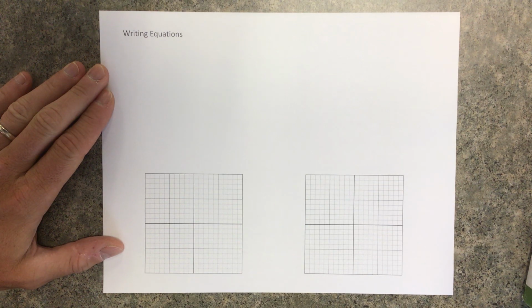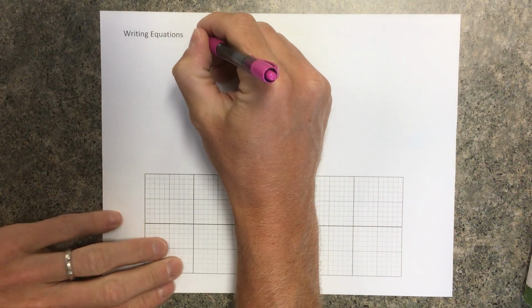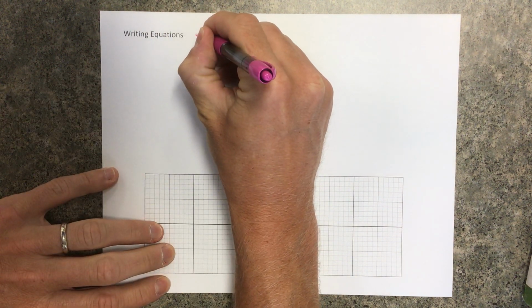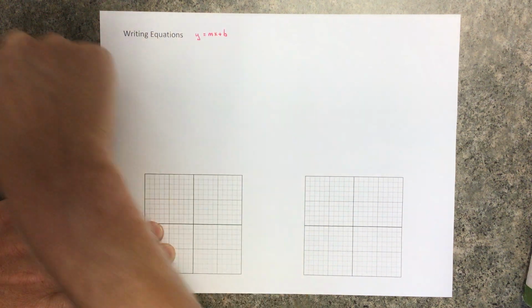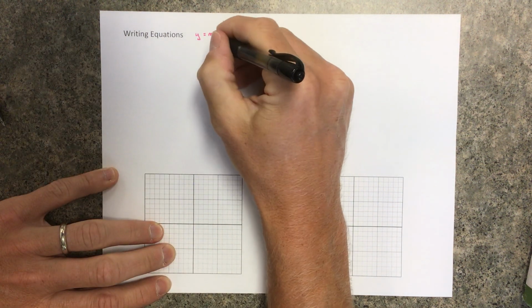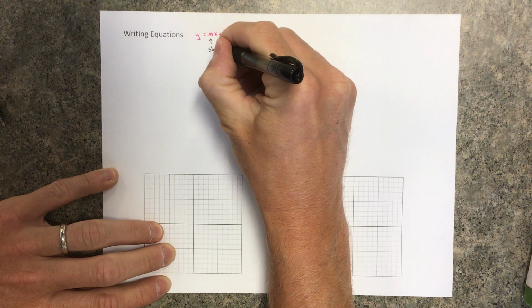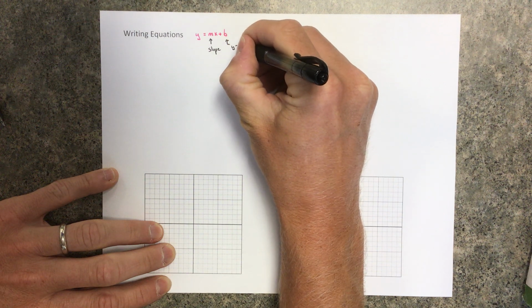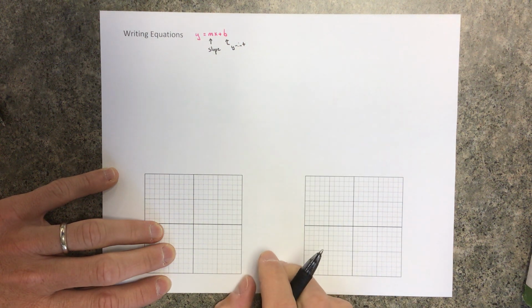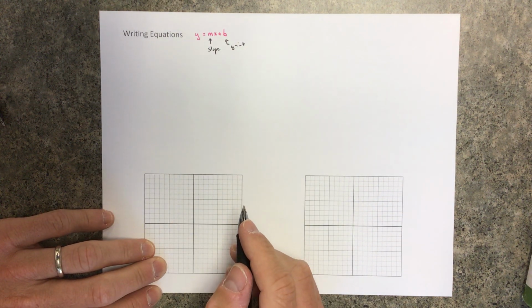Okay, let's practice writing equations of lines. And really what we want to remind ourselves is that we're going to use y equals mx plus b, where m is the slope, right? That's the slope. And that value is the y-intercept, okay? So let's just go through some examples of all the different ways we can write equations.